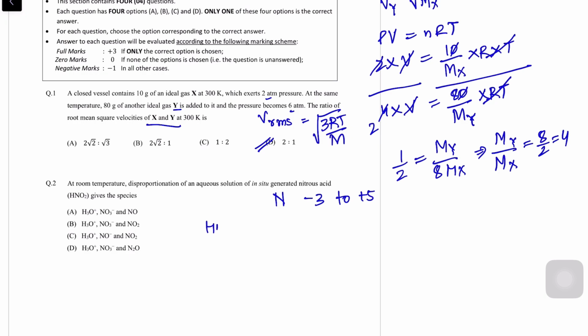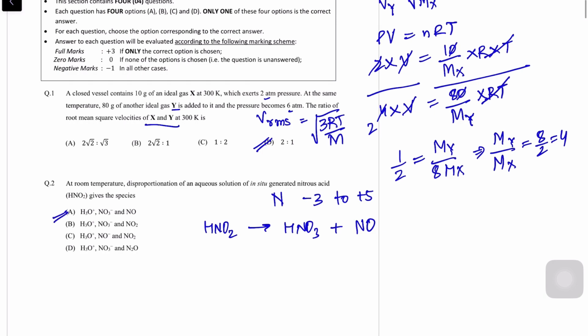The products are: the oxidation product is nitric acid and the reduction product is NO, nitric oxide. So the correct answer to this question is option A, right? As HNO3 will dissociate in water to produce H3O plus and NO3 minus. So these being the three products, right? H3O plus, NO3 minus and NO.